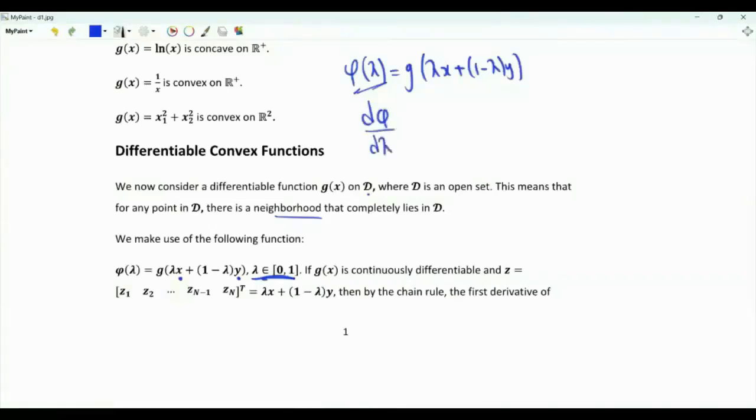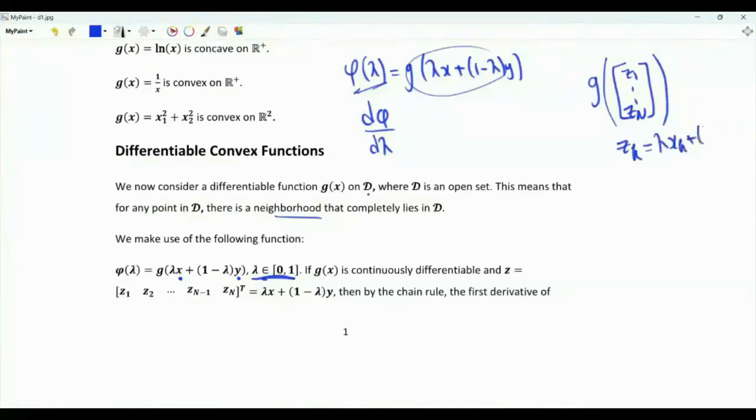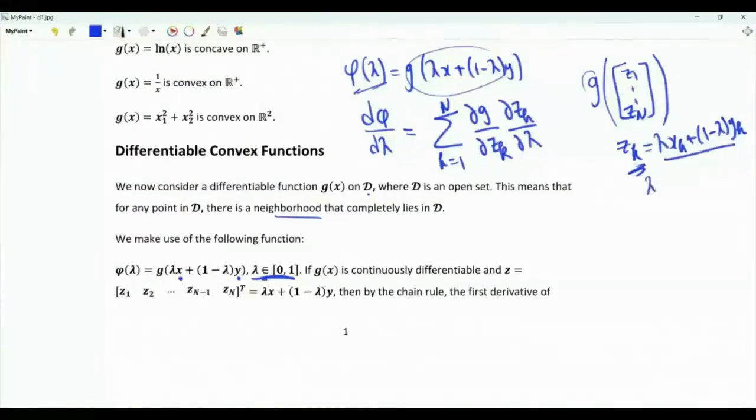What is the derivative of phi with respect to lambda? Function g is a function of n variables. Here we have zk is equal to lambda xk plus 1 minus lambda yk. If we want to differentiate phi with respect to lambda, then we apply the chain rule. We have a summation with n terms. We differentiate the function g partially with respect to zk. Then we need to differentiate zk with respect to lambda. If we look here, this can be written as lambda times xk minus yk, plus yk. The derivative with respect to lambda is xk minus yk.